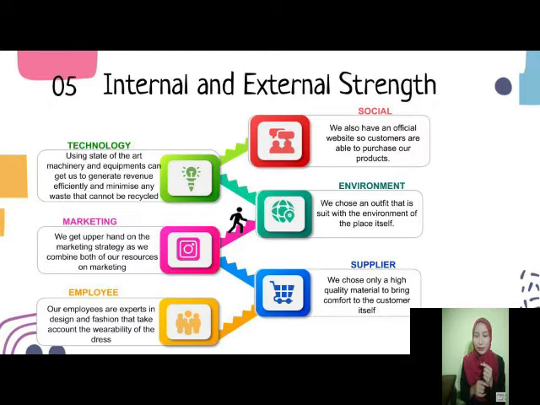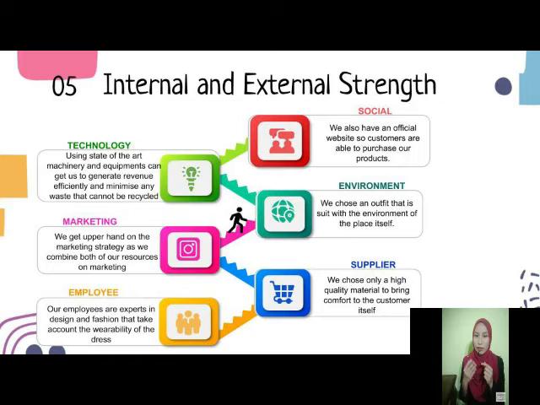Next is supplier. We choose only high quality material to bring comfort to the customer itself. Choosing high quality material is vital to the success of the product. Therefore, to make sure customers are delighted with our clothes, we only find suppliers that offer comfortable and durable fabric. And the last one is social.